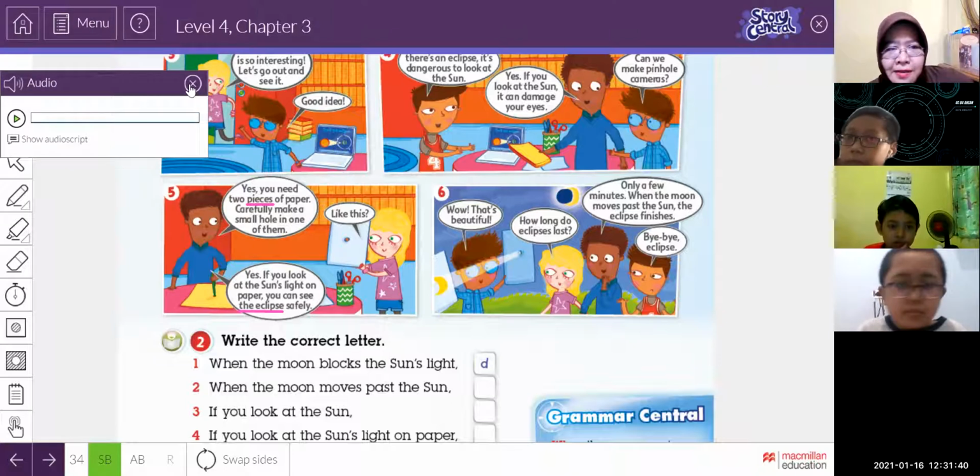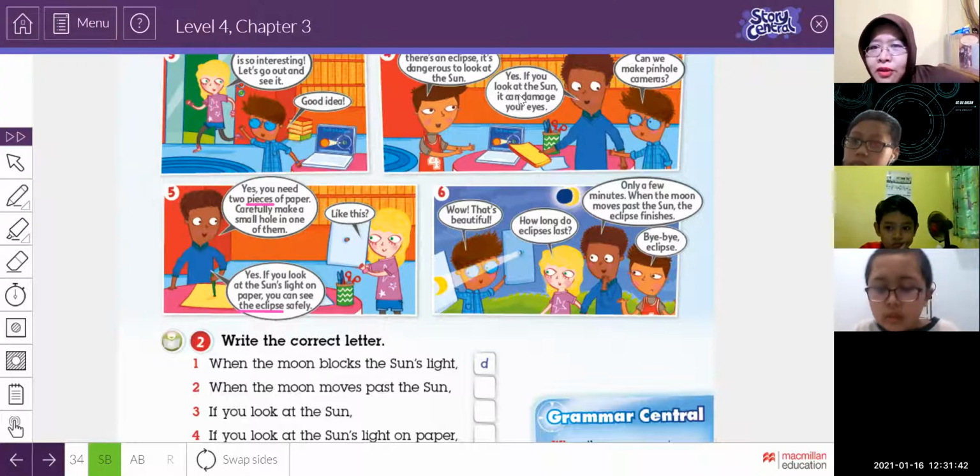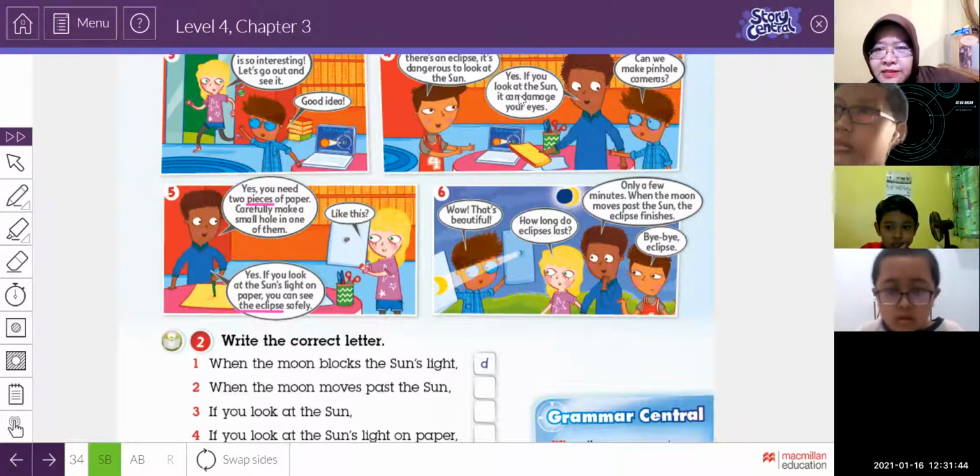Hey guys, what do you need to make pinhole cameras?